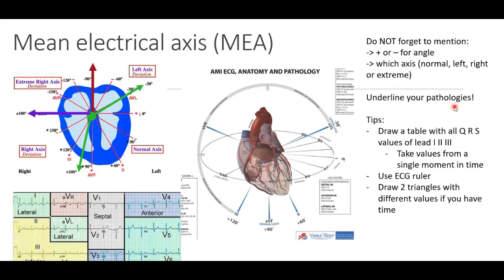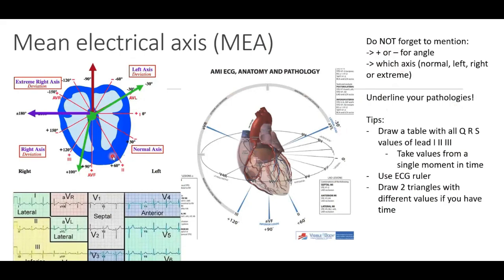Now for the tips for mean electrical axis, what you should definitely do is write out your QRS values for lead 1, 2, 3, and then take the sum of the QRS, for example, for lead 1, and then use that value in your Einthoven triangle calculation. And you should try and do this if you have the time for 2 moments in time. So what I'm saying is do one triangle for, let's say, the first QRS complex in lead 1, 2, 3, and then if you have the time, do another Einthoven triangle, but for another set, like for example, the second set of QRS complex in lead 1, 2, and 3.